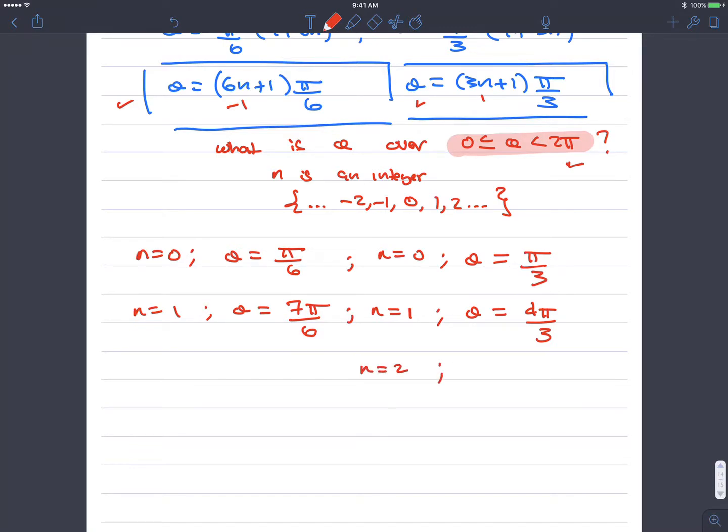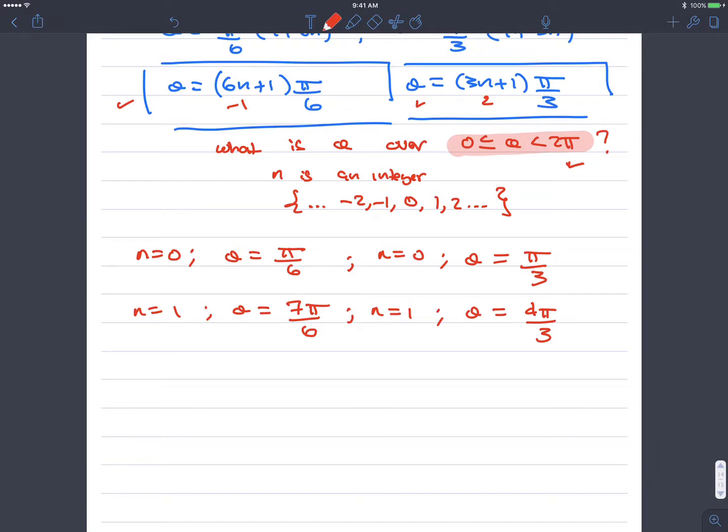N is 2. Plug in 2 here. 3 times 2 is 6. 6 plus 1 is 7. I get theta being 7 pi over 3. Is that in my restricted domain? No. So n being 2 doesn't give me an additional solution that's in the restricted domain. It is a solution, but it's not in the restricted domain. So we're going to have to get rid of that one. Doesn't help us in this case.